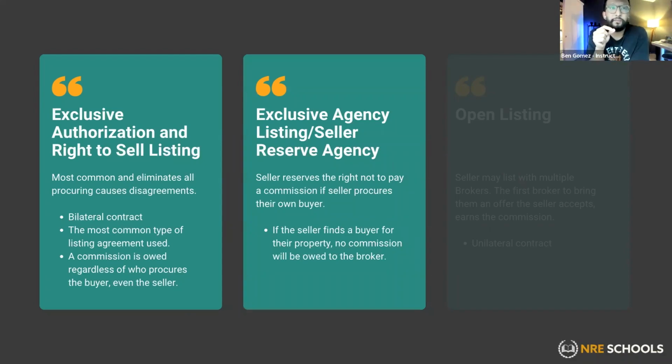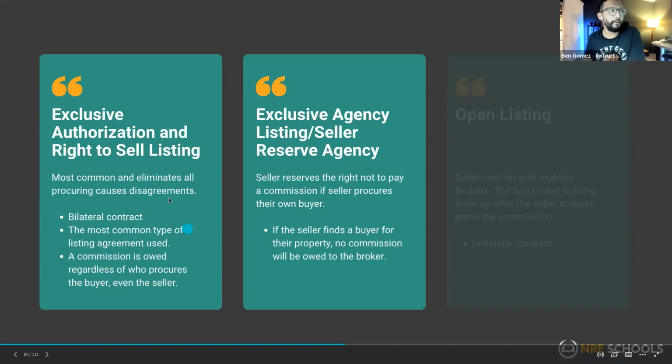So if we use that same example, Carla hires me, Ben Gomez, Nationwide Real Estate, to market and sell her property. But instead, we sign an exclusive agency. I, as the listing broker, only get paid if I find the buyer. If she finds the buyer, if her neighbor approaches her, or friend's cousin, baby sister's friend, if the seller brings the buyer, she doesn't owe me a commission. Only if our agency, our broker, procures the buyer. With the previous one, it doesn't matter who brings it, I get paid. With this one, if the seller brings it, she gets paid.